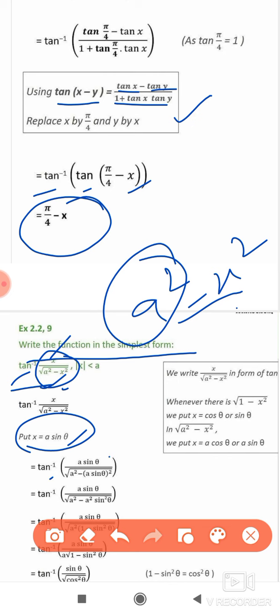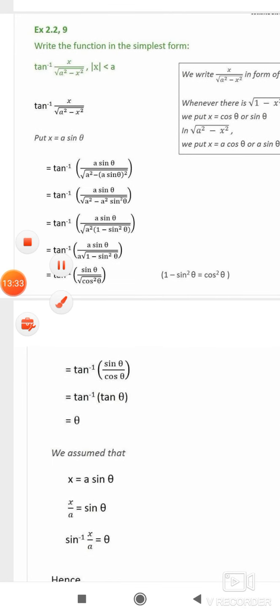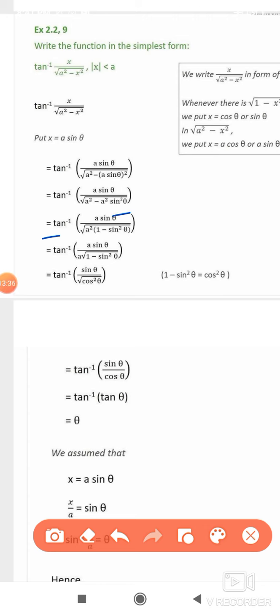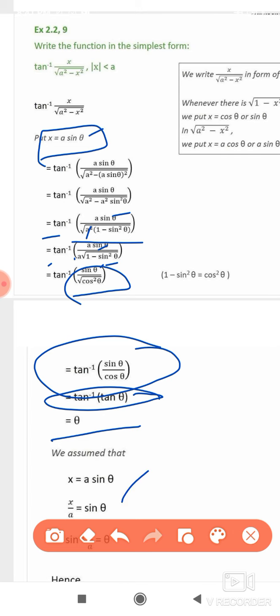Tan inverse a sin theta divided by under root a square minus a sin theta whole square. A sin theta divided by under root a square minus a square sin square theta. Now tan inverse a sin theta divided by under root a square into 1 minus sin square theta. Tan inverse a sin theta divided by a under root 1 minus sin square theta. Cancel this a with a. Sin theta over under root 1 minus sin square theta, which is equal to under root cos square theta. Tan inverse of sin theta over cos theta. Tan inverse tan theta it is, and it is equal to theta. We have let x is equal to a sin theta, so theta will be equal to sin inverse x over a. So put this value over here. So this is the required answer.